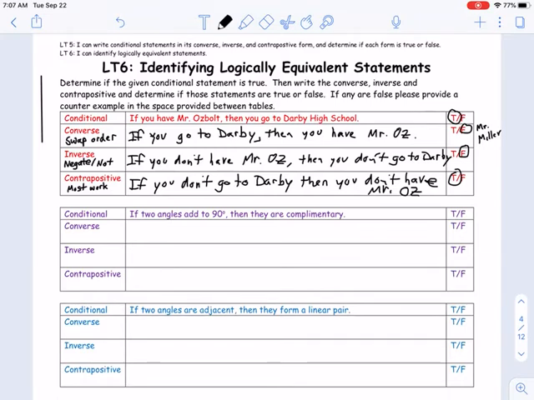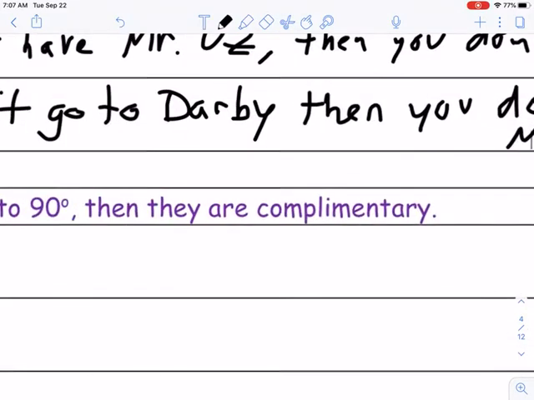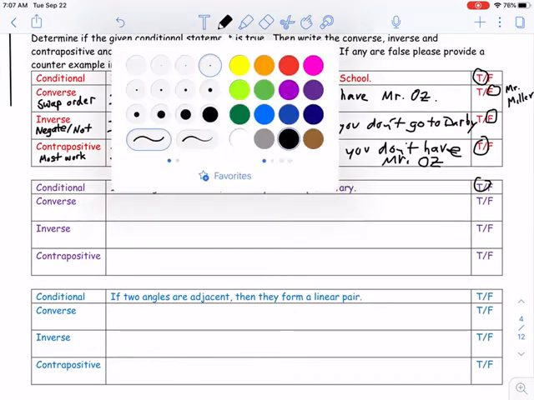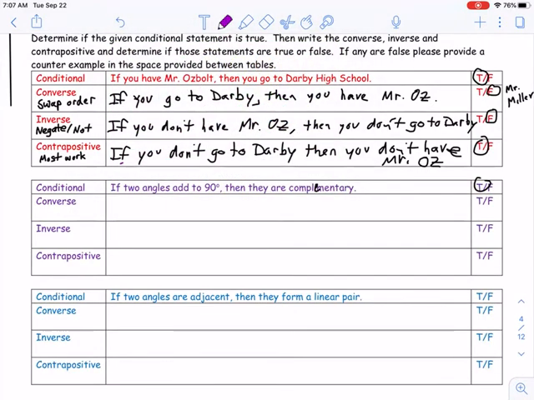Alright? So, just cruising right along. If two angles add up to 90 degrees, then they are complementary. That's true. 90 degrees, complementary. We've learned that. In fact, I think I spelled complementary wrong in this. It's actually with an E. Oops. But anyways, converse. Let's do this in purple. Let's mix up the colors a little bit.